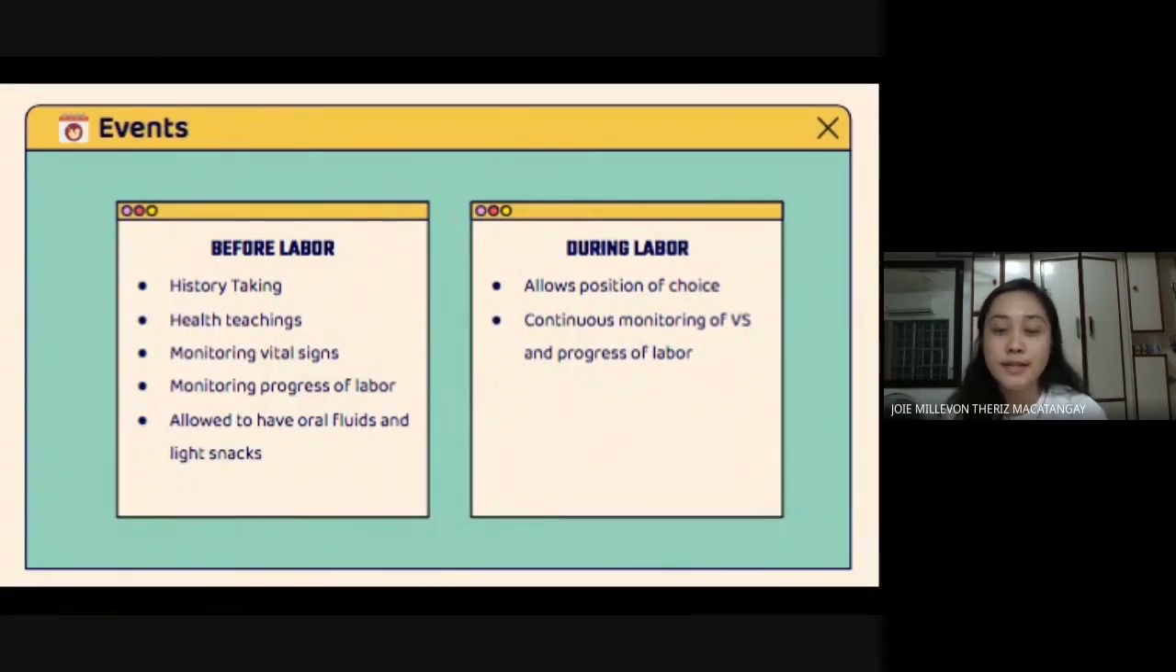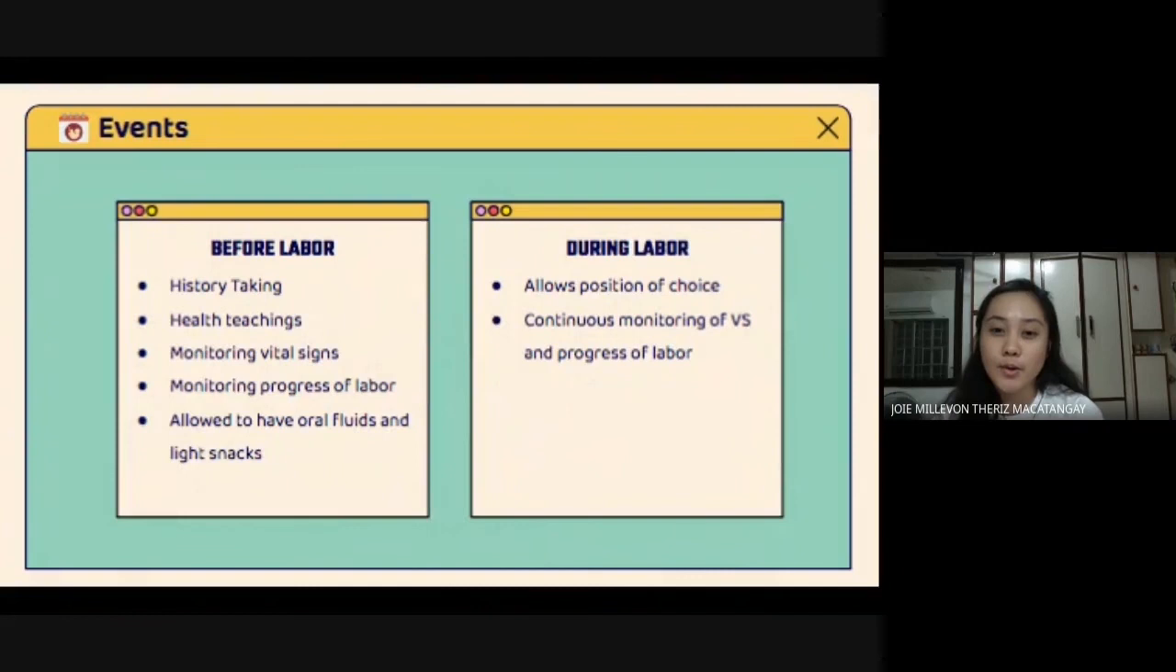So sa history taking, sa ibang facilities po, ginagawa na po ito sa receiving area pa lang to know the history of pregnancy po ni mother. Sa health teachings, we give health teachings and instructions for the mother before po siya mag-labor. We also assess the vital signs such as the BP, pulse rate, respiratory rate, and temperature po ninyo kung nasa normal range po ito. And through this, we assess for signs of complications that may arise.